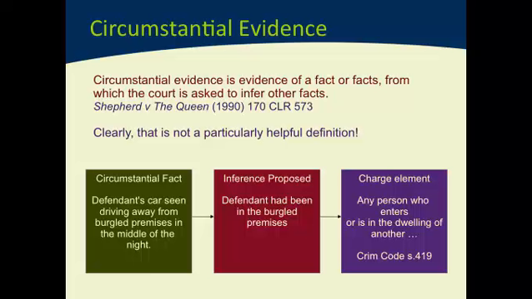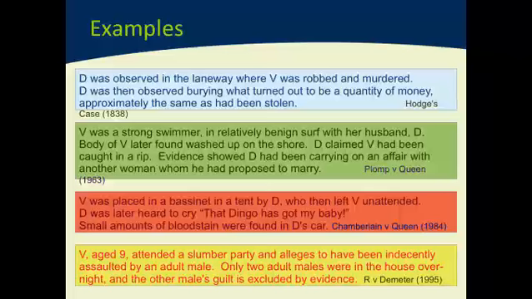The first one, the classic early case, is known as Hodge's case. It came from the 1830s. What happened in this case was that Hodge was seen in the laneway where a lady was last seen alive before she was robbed and murdered. There was a significant quantity of money taken away from this lady, and it turned out that she knew Hodge and had spoken to him not too long before she was robbed and murdered.